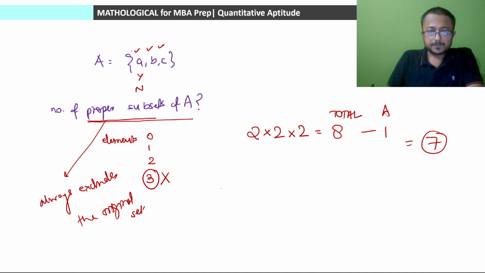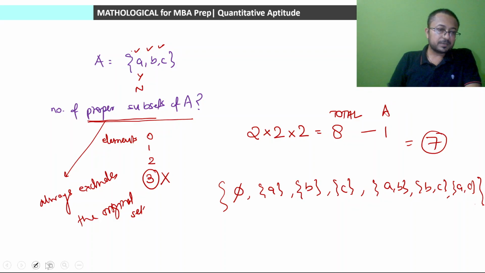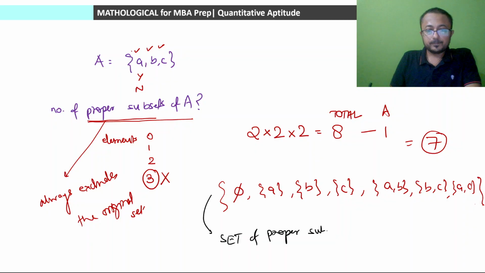और कौन कौन से subsets होंगे? One is the null set. Then single-element sets containing A or B or C. Then sets containing 2 elements: A, B; B, C; or A, C. So these are all the 7 proper subsets. और ये हमने बना दिया सेट ऑफ प्रॉपर सबसेट्स, ठीक है, this is our set of proper subsets of A. Is that clear? Okay.